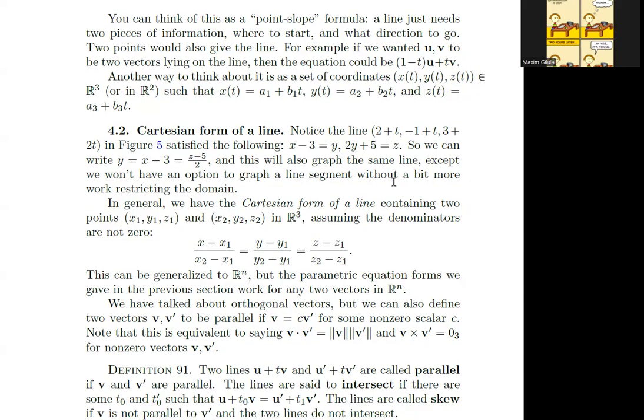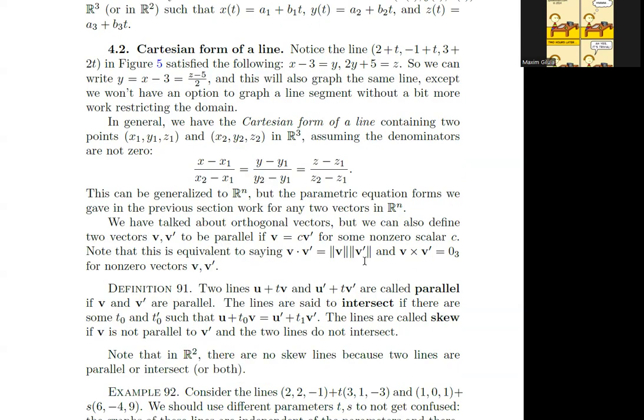So in figure 5, this line that I drew, the line segment, it satisfied x minus 3 is y and 2y plus 5 is z, if you play around with it a little bit. So you could solve for y. y is x minus 3 is z minus 5 over 2. In general, you have the Cartesian form of a line containing 2 points. If you know 2 points on your line, you could also write it as this set of equations. So these are equal, and these are equal. And that gives you a line. And this again can also be generalized to Rn.